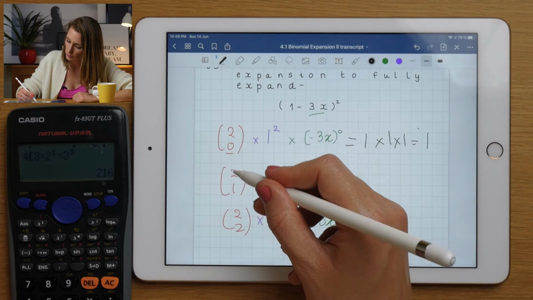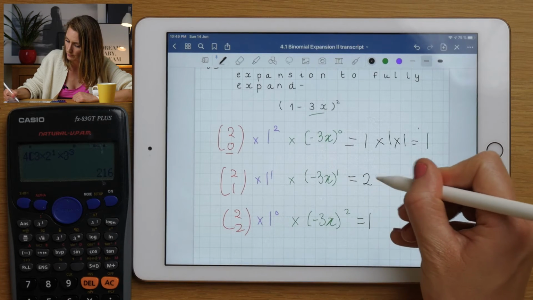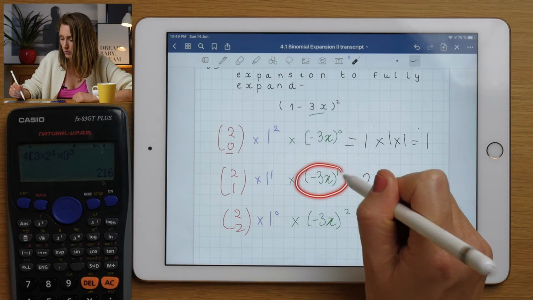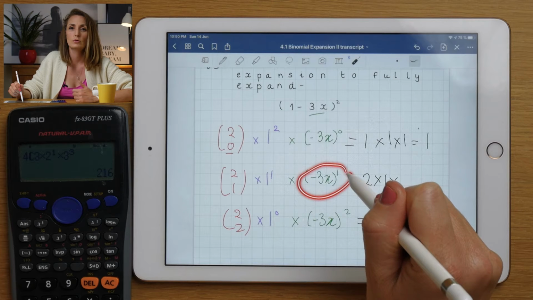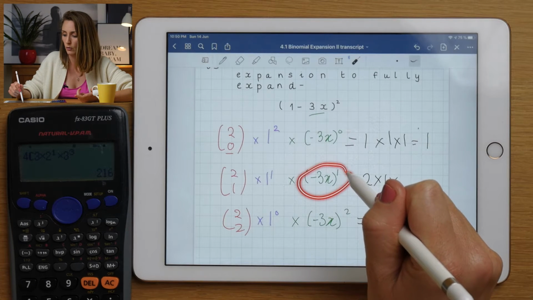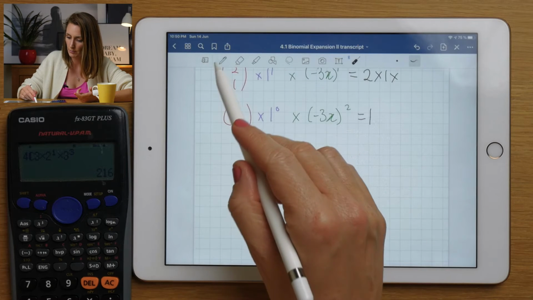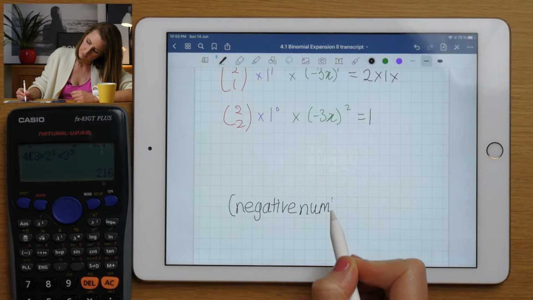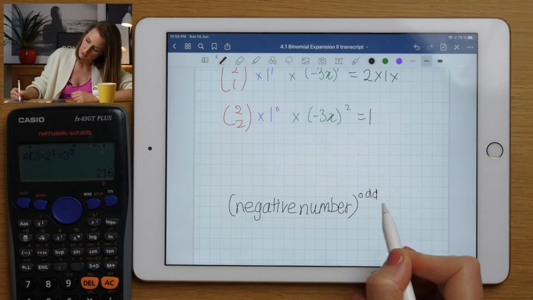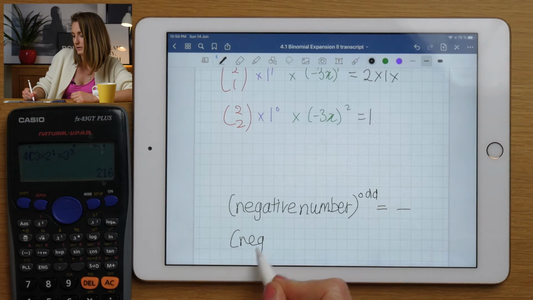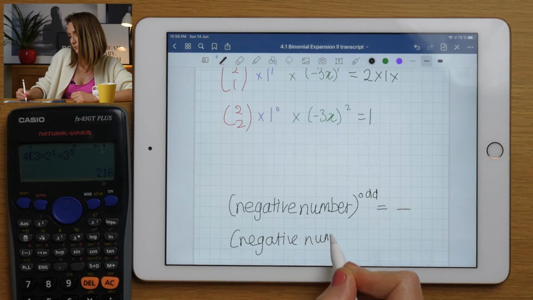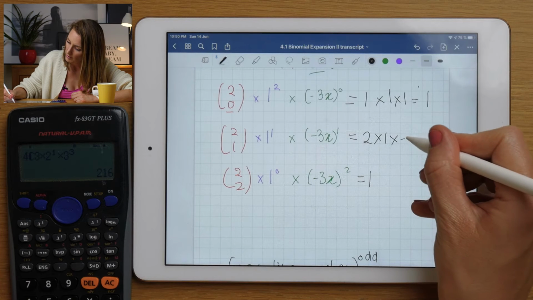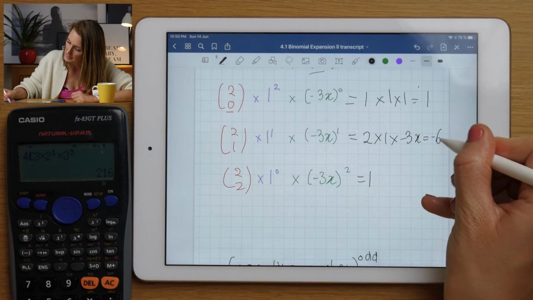Now here, 2 choose 1 should be 2. 1. We've got minus 3x. Now, this is a good tip. Any negative number to an odd power, so odd numbers 1, 3, 5, will always be negative. So if the power is odd, your answer should be negative. If the power is an even number, your answer will be a positive number. Okay? So that would be times minus 3x. So that would be in the end minus 6x.